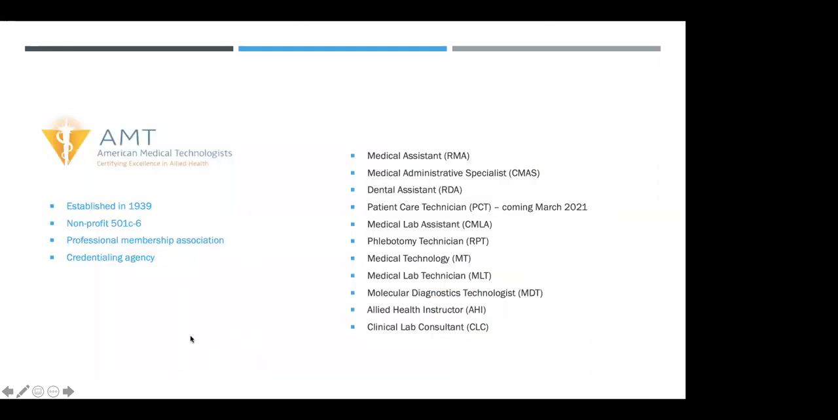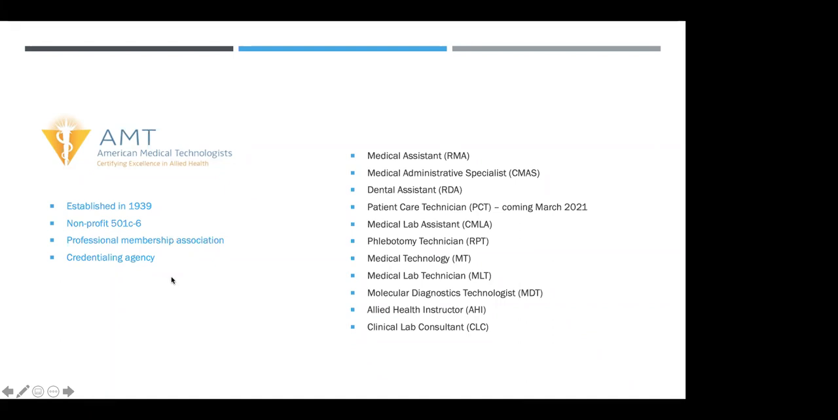I usually put this slide about AMT at the end of my presentation, but I wanted to put it up front for several reasons. One is because we're going to be talking about credentialing, and we are a credentialing association, so I wanted to put that out there as a disclaimer. But it also shows you that we have been around for a long time, since 1939. In addition to being a credentialing agency, we're also a professional membership association. We have a lot of members who are medical assistants, about 70,000 of them working in the field. So we live and breathe medical assisting every single day, and we'd like to think that we know something about that profession.